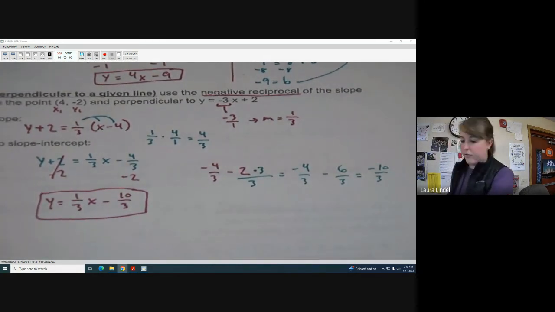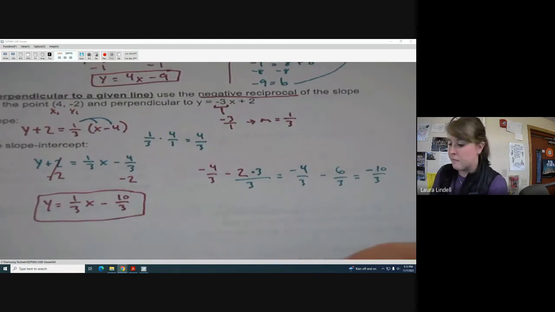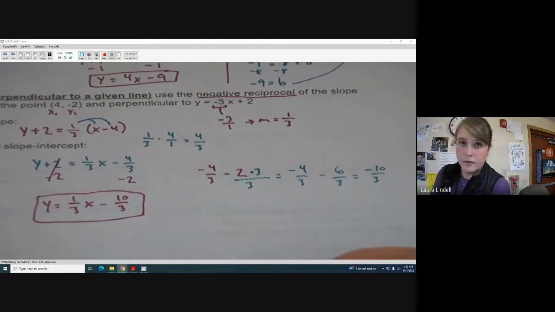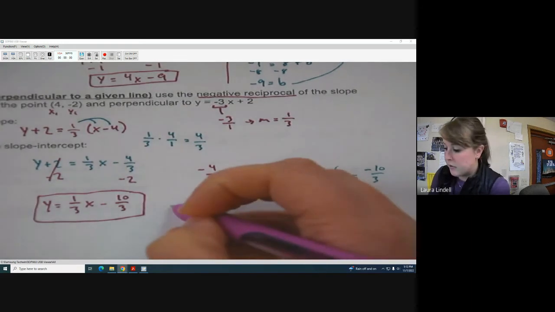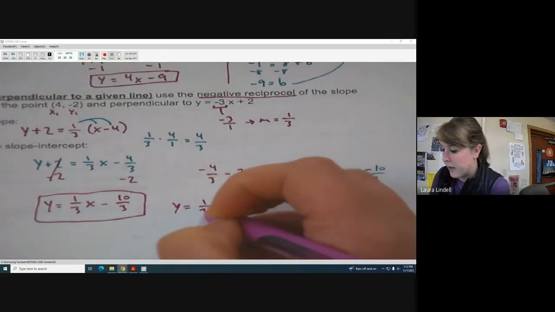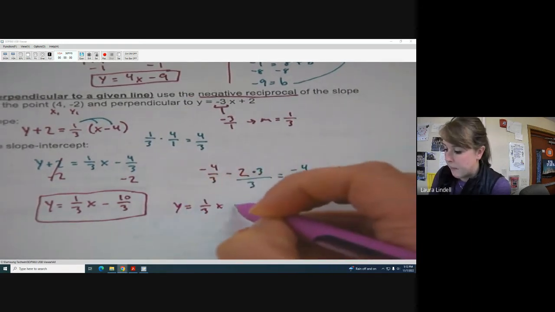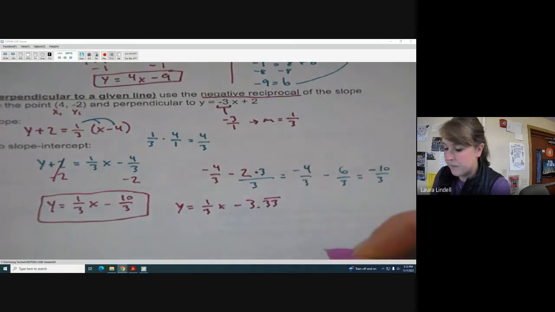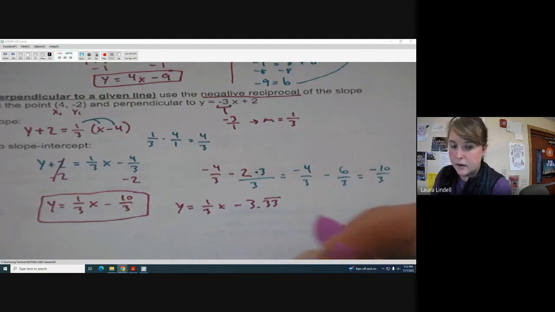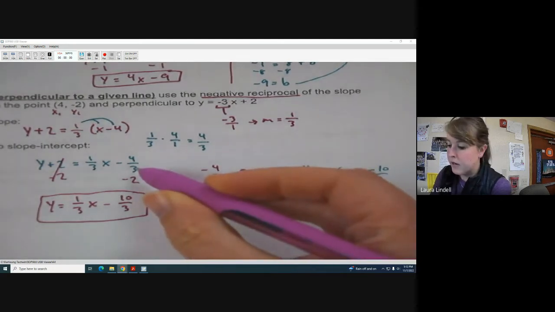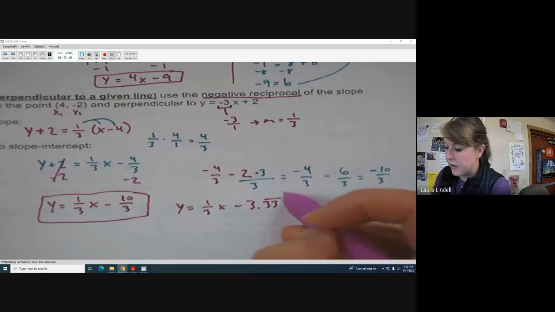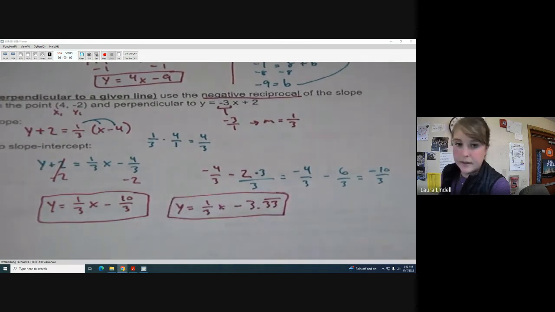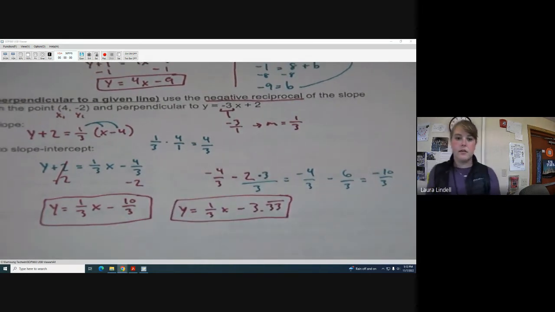You can also do it in your calculator and get a decimal. That's not really the preferred way, but it's something that's an option if you really need it. So we could also get y equals 1/3 x, and then this would be minus 3.3 repeating as a decimal. So if you did -4 divided by 3 minus 2 in your calculator, this is also what you would get.